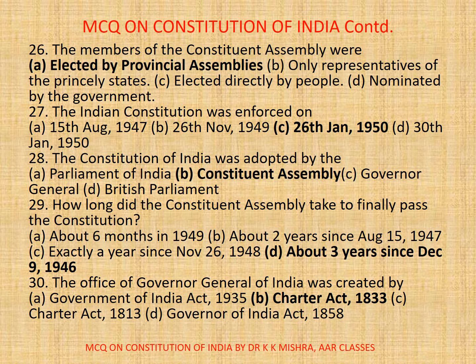Now, question 30. The Office of Governor General of India was created by A. Government of India Act 1935, B. Charter Act 1833, C. Charter Act 1813, D. Government of India Act 1858. Correct option is B. Charter Act 1833.